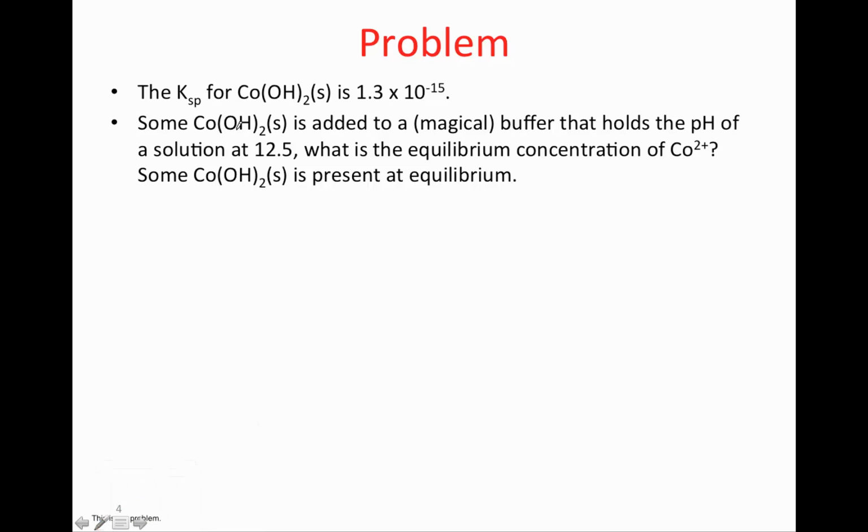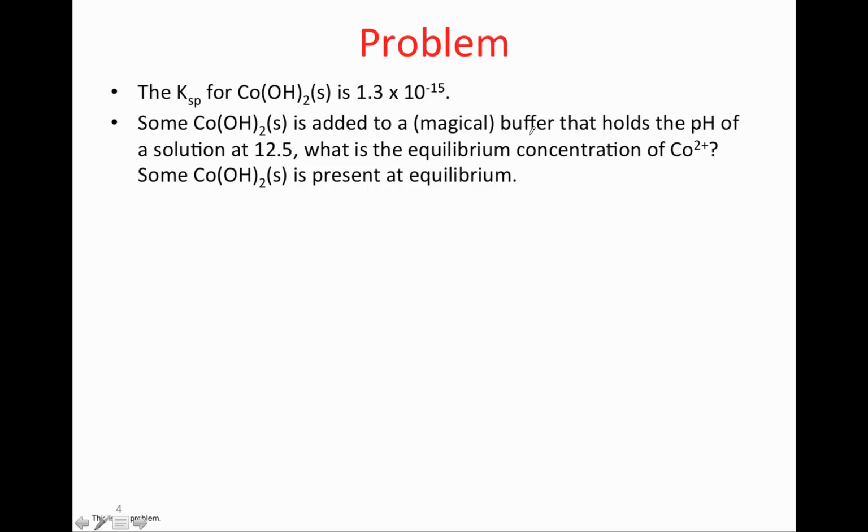So we've got some cobalt 2 hydroxide. The 2 refers to the oxidation state or the charge on the cobalt. So this would be cobalt 2 plus, and then we've got 2 hydroxides. But in any case, we add it to a magical buffer that holds the pH of the solution at 12.5. Okay, so I have this ability. Again, a buffer doesn't really do that.